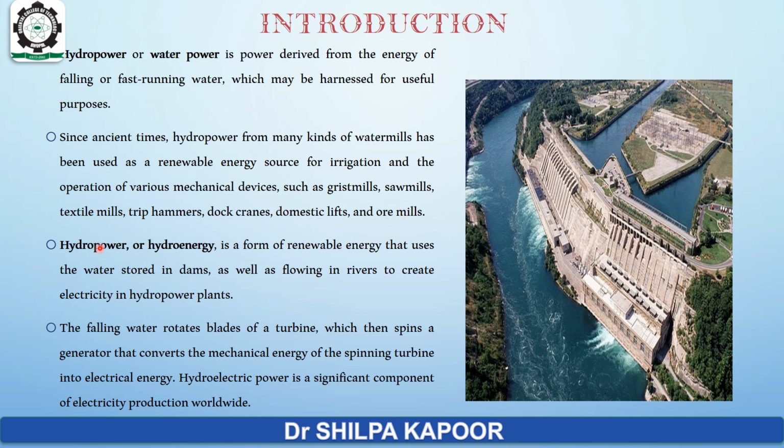ore mills. The hydropower or hydroenergy is a form of renewable energy that uses the stored water in the dams as well as flowing in the rivers to create electricity in hydropower plants. The falling water rotates blades of a turbine which then spins a generator that converts mechanical energy of the spinning turbine into electrical energy. Hydroelectric power is a significant component of electricity production worldwide.